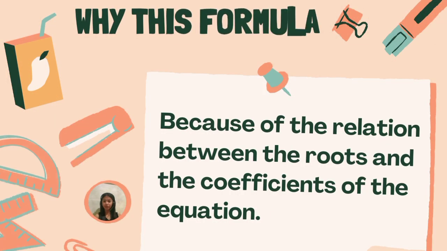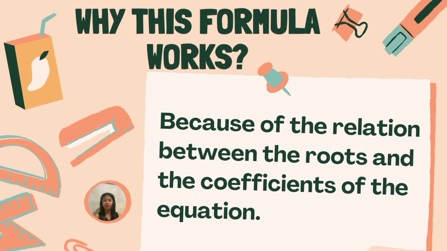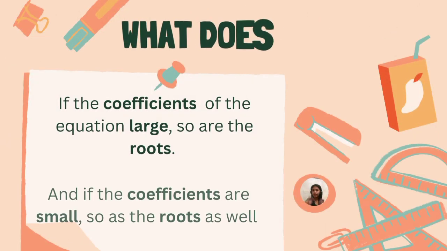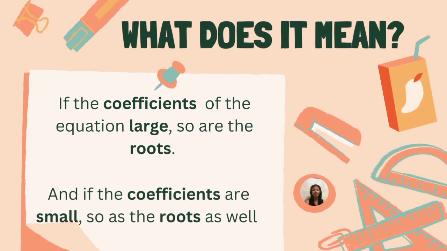But have you ever wondered why this formula works? Well, it's because of the relation between the roots and the coefficients of the equation. The roots of a quadratic equation are directly proportional to the coefficients of the equation. But what does it mean? It means that if the coefficients of the equation are large, the roots will be large too. And if the coefficients are small, the roots will be small as well.